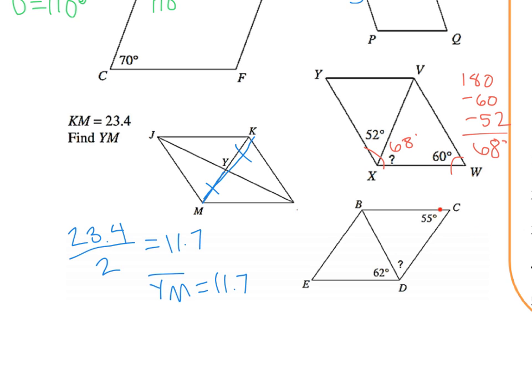And then take a minute to figure out the missing information on this last one, please. So again, we can remember that this angle plus this whole angle should equal 180. So we do 180, subtract 55, subtract 62, and we're left with 63 degrees.